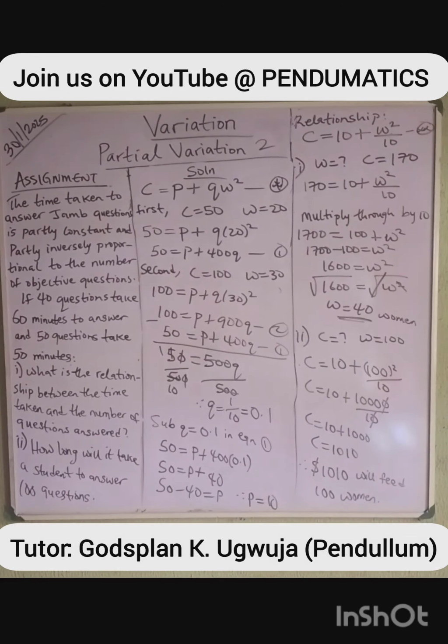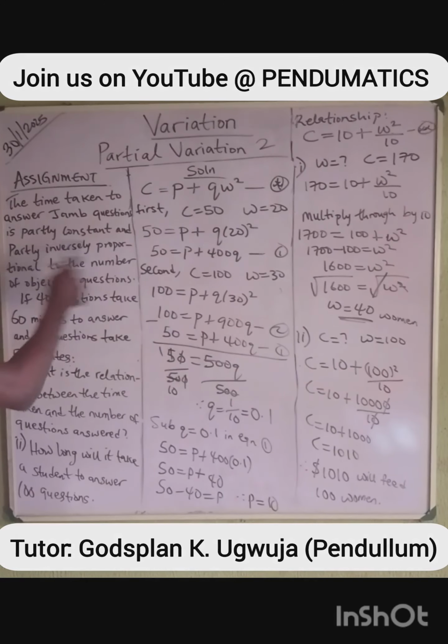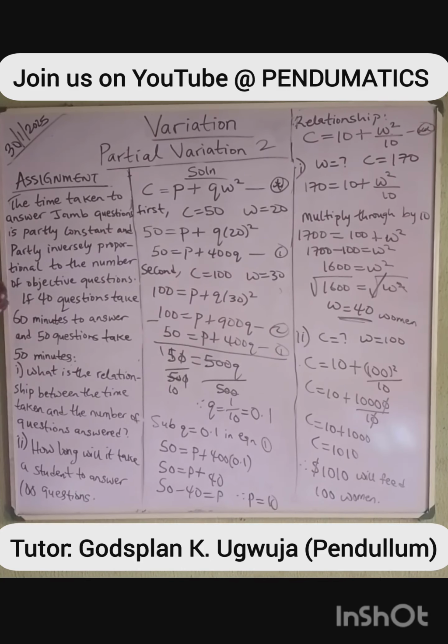Alright, so this is your assignment. It says the time taken to answer JAMB questions is partly constant and partly inversely proportional to the number of objective questions. If 40 questions take 60 minutes to answer and 50 questions take 50 minutes, what is the relationship between the time taken and the number of questions answered? This is more or less a composite question. Whether they ask you or not, I've told you, always find the relationship. Secondly, how long will it take a student to answer 100 questions?